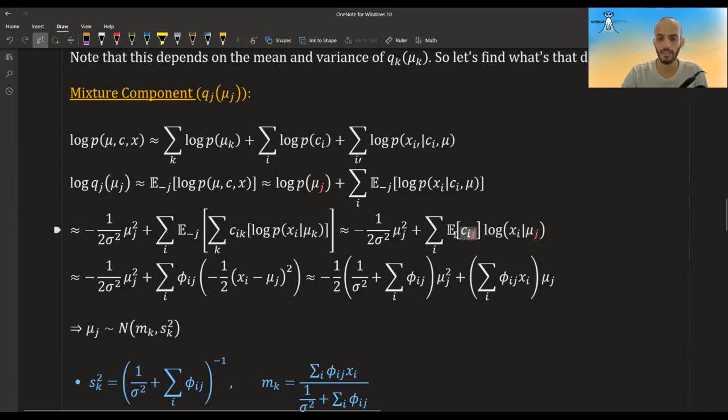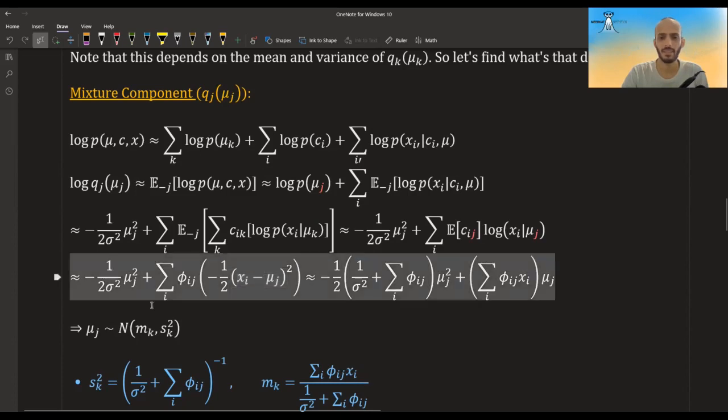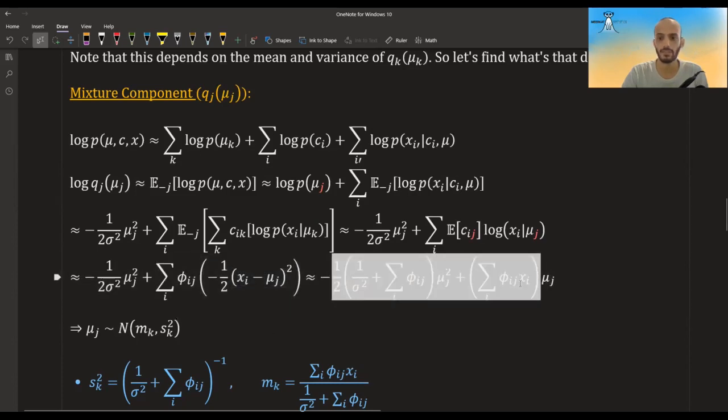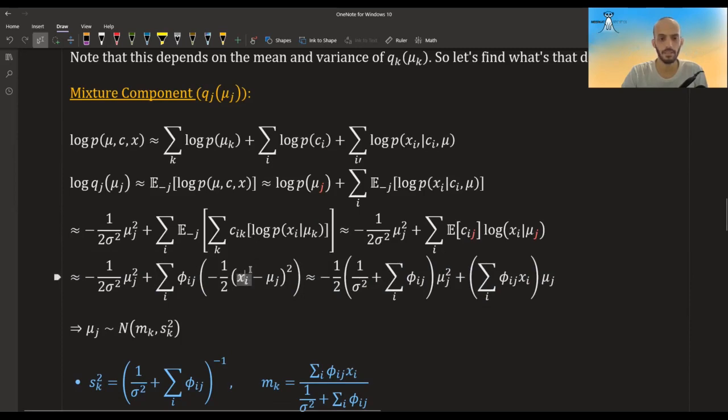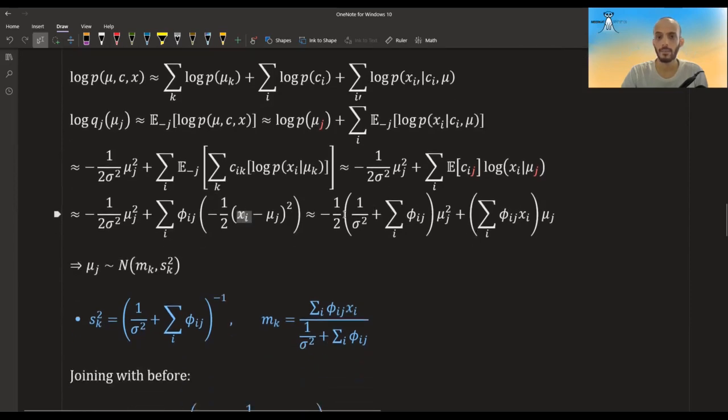And the expected value of c_ij, well, we saw that c_i distributes in the surrogate also categorical, and so its expected value is a probability. And so this is the probability of the ith observation being in the jth element, which is denoted by phi_ij. And likewise here, we will get this expression over here up to a normalizing constant, which we throw. We can add these terms together and get this expression over here. And I threw away the x_i squared because it doesn't depend on mu_j, and so it will just be constant for us for this distribution. So this is the form that we got.